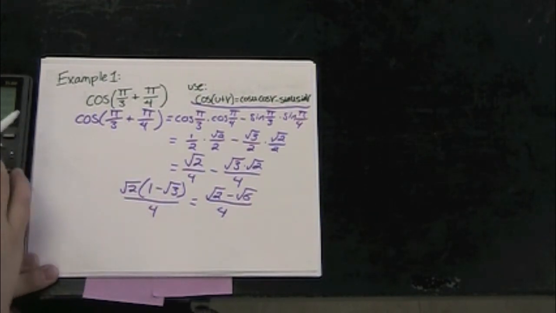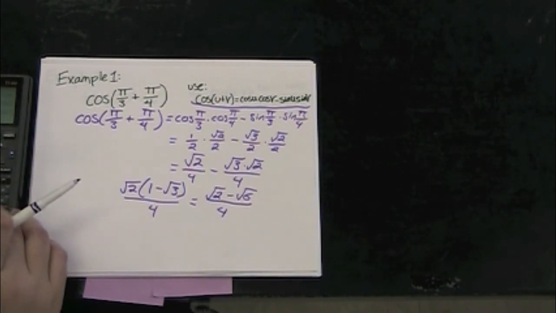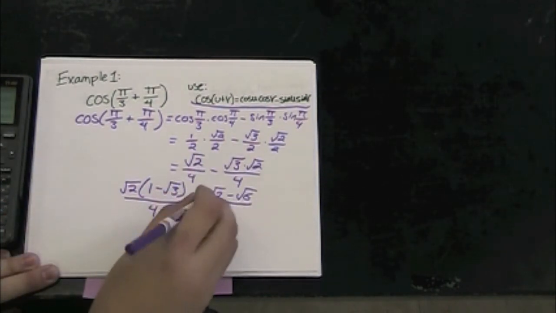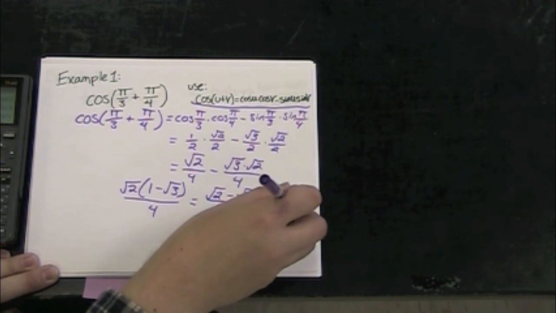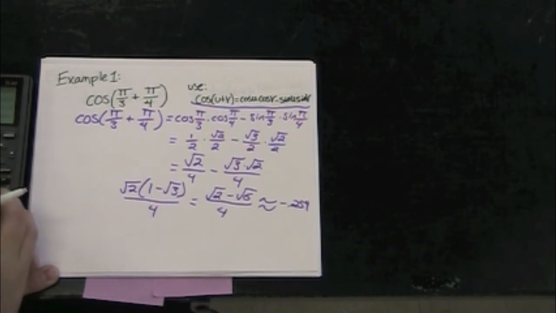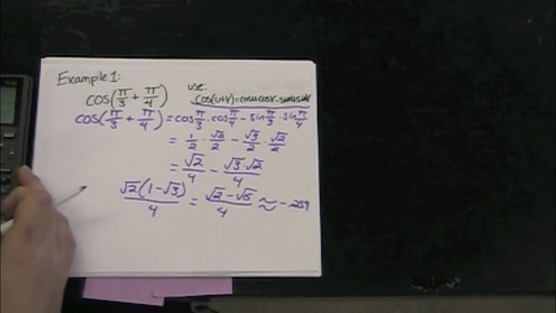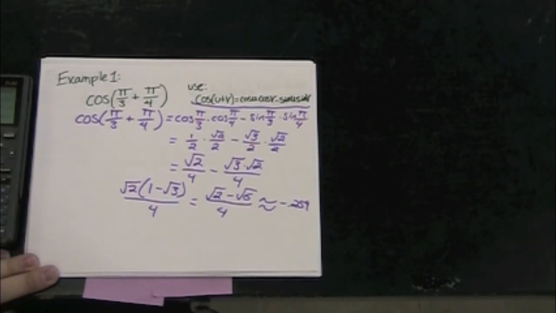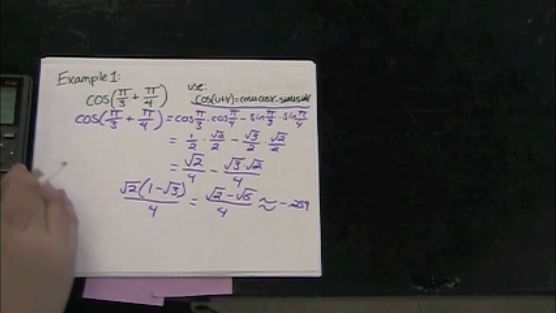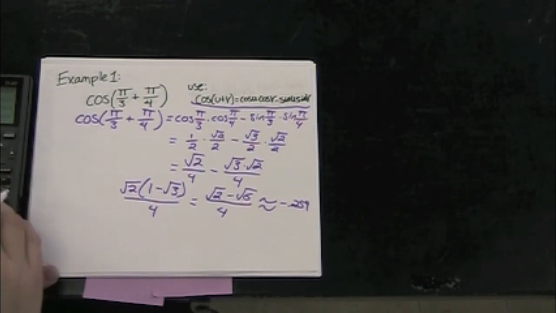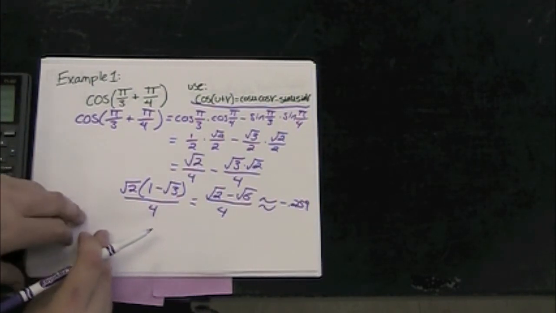To see if my approximation worked, I'm going to do square root of 2 minus square root of 6 on my calculator. Divide that by 4, and I get negative 0.259. If I switch my mode to radians, I can confirm my answer by taking the cosine of pi divided by 3 plus pi divided by 4, and I get negative 0.259, which confirms our solution.